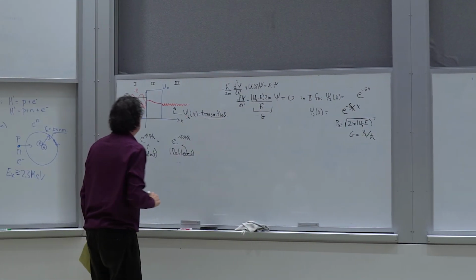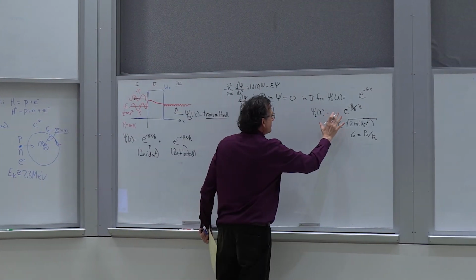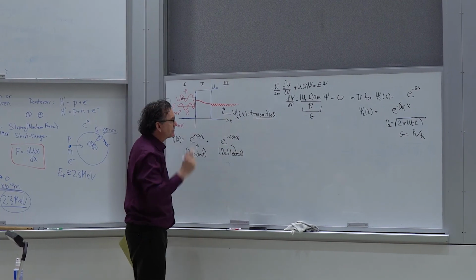Okay, so that's one thing. So we have solutions: the incident wave, this is in the forbidden region, and psi 3 is in the transmitted region.